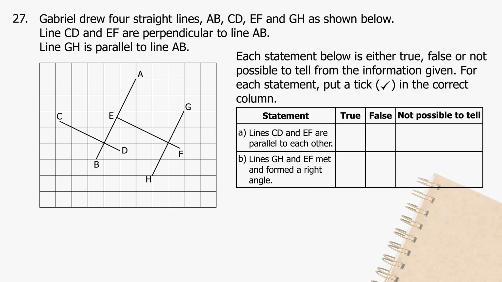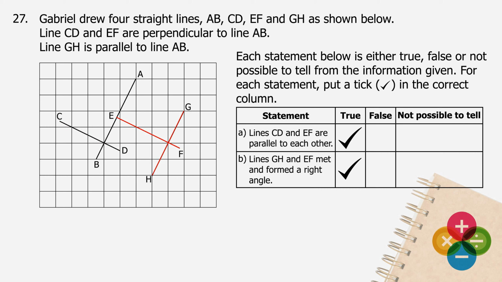A. Lines CD and EF are parallel to each other. B. Lines GH and EF met and formed a right angle. Let us draw the lines CD and EF in red. We can clearly see that lines CD and EF are parallel to each other. The answer for A is true.